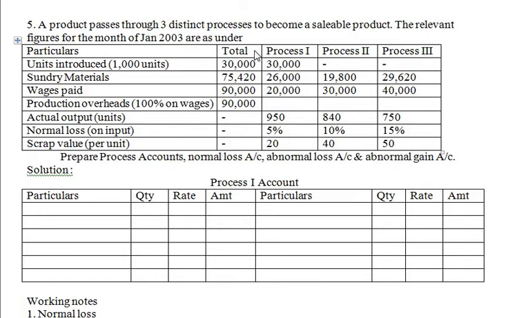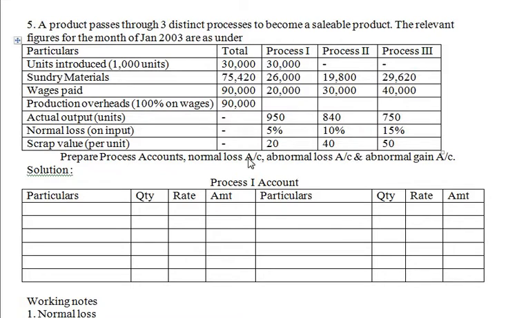Okay, so particulars, then total, process 1, process 2 and process 3 they have given. Units introduced is given, sundry materials, wages paid, production overheads is 100% on wages, actual output, normal loss and scrap value. Okay, so prepare process account, normal loss account, abnormal loss account and abnormal gain account. So all these accounts we need to prepare.